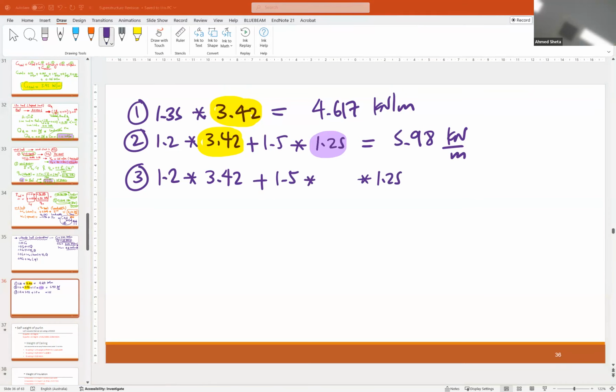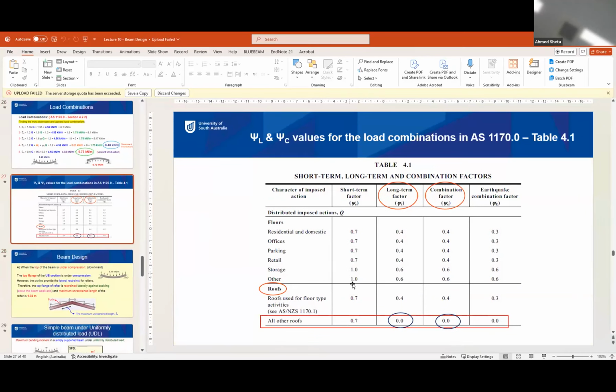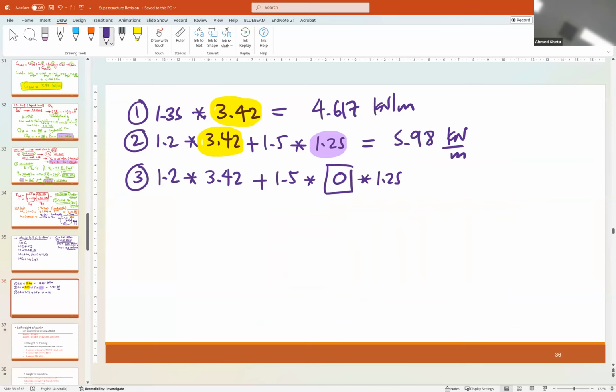If we go back to the example here, this is the table for psi L. Psi L is the long-term factor. For roof, other roof, it is 0. So if psi L is 0 in this case, this means that this term is 0. So it becomes equal to 4.104 kilonewton per meter.